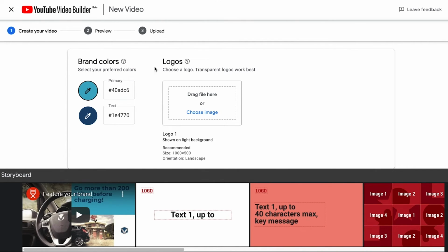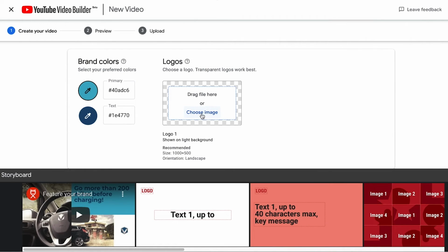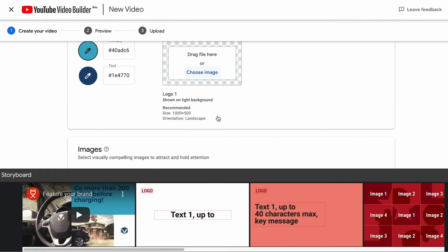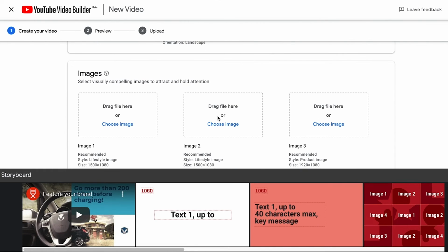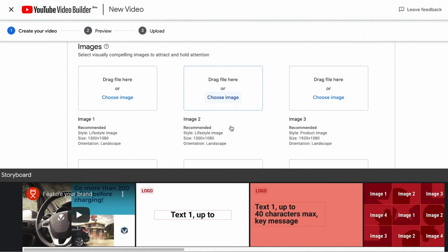So first of all, I need to choose the brand color. You can choose which primary color and which text color you want here. And then you can upload your logo, so you can use your logo in the video too. Then the only thing you need to do are a couple of things. First of all, images. You can upload your images here by choosing your image, and make sure that your image is big enough in terms of size. Otherwise, it will also provide you some recommendations if you need to adjust your image.